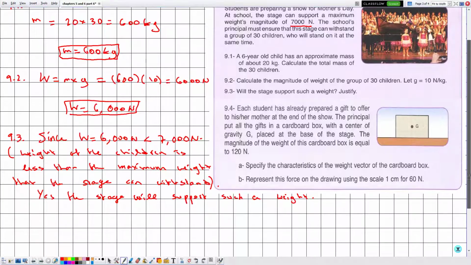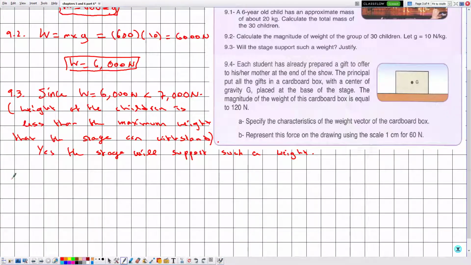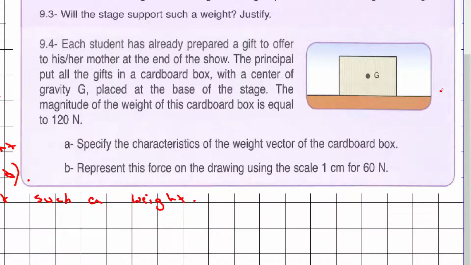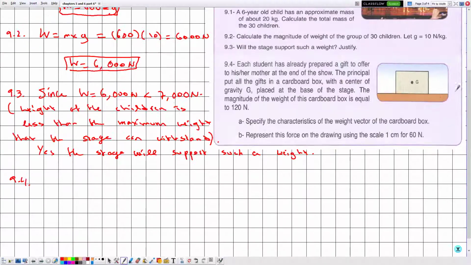Now in 9.4, they are telling us each student has already prepared a gift to offer to her mother. At the end of the show, the principal put all the gifts in a cardboard box with a center of gravity G. Placed at the base of the stage, the magnitude of the weight of this cardboard box is equal to 120 newtons. In part A, specify the characteristics of the weight vector of the cardboard box.